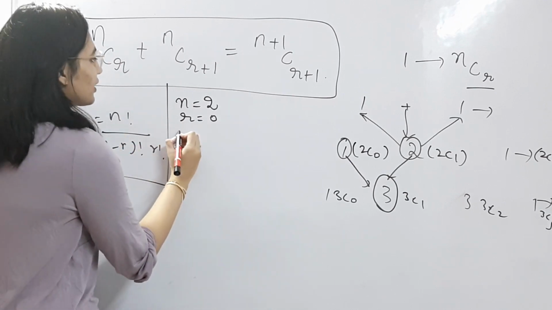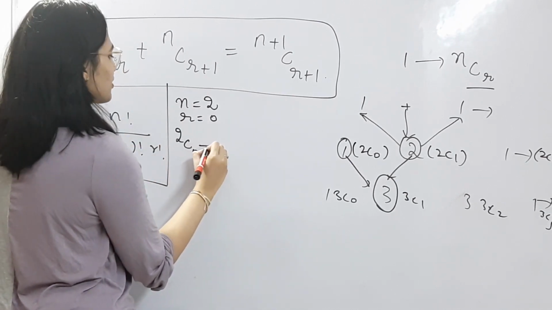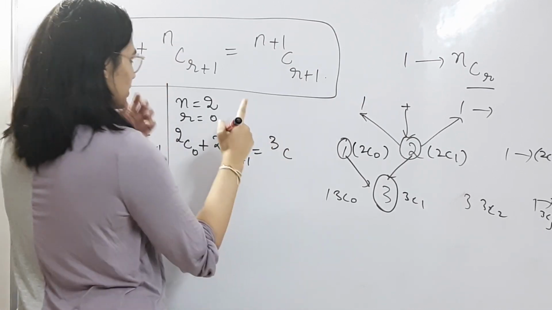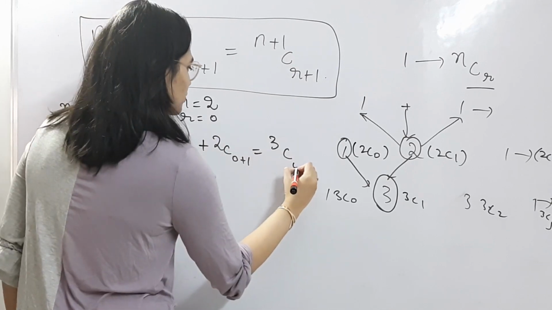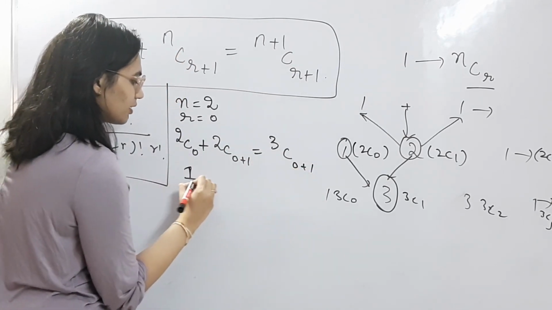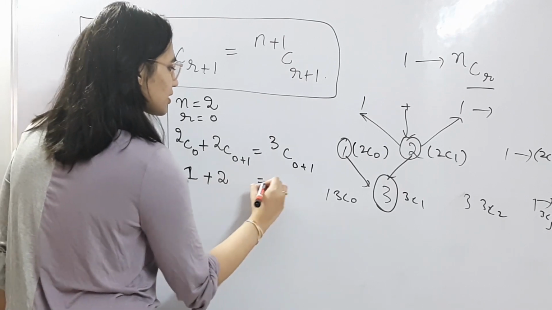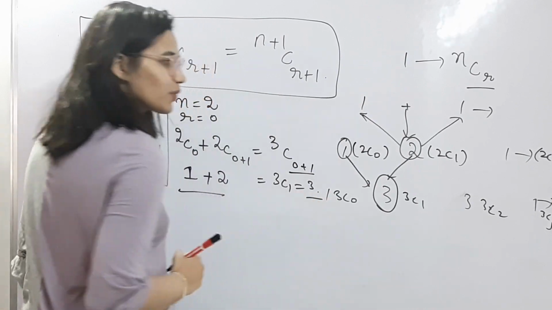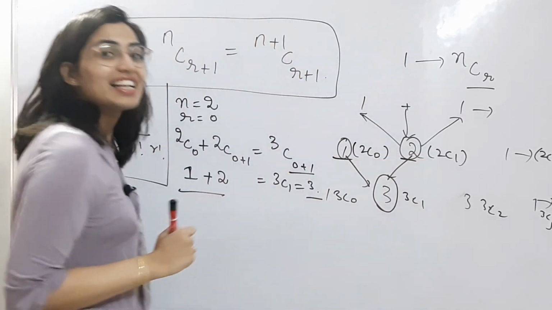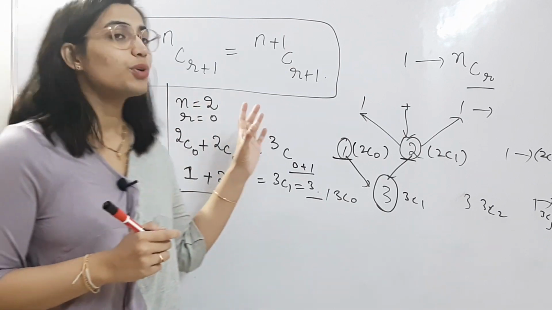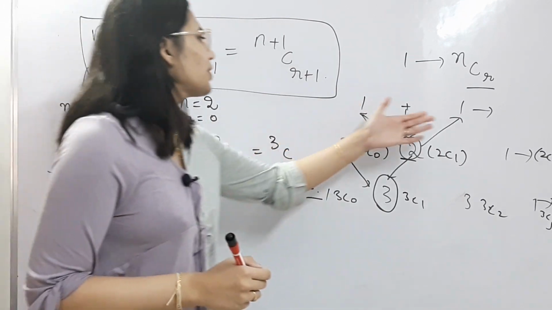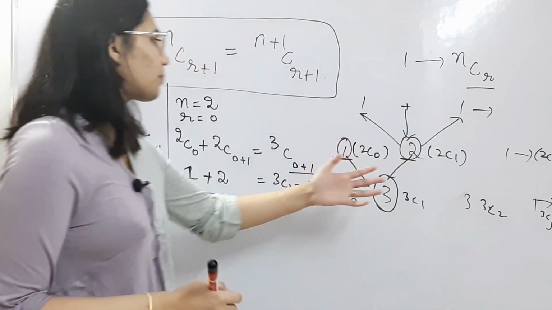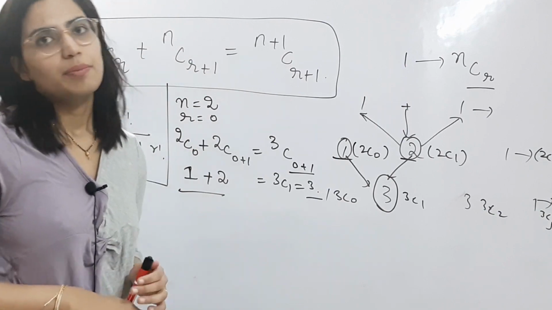Now substitute these values in here and see what you get. n is 2, so 2C0, and r is 0, plus 2C(0 plus 1) is equal to 3C(0 plus 1), since 2 plus 1 is 3. So 2C0 is 1, plus 2C1 is 2, is equal to 3C(0 plus 1), which is nothing but 3C1, which is equal to 3. So is 1 plus 2 equal to 3? Yes, see, 1 plus 2 is equal to 3. Hence, this is extremely important for you to understand, so that the moment you see these two values in Pascal's triangle, you know how to write it. You can apply the same concept by proving this property.